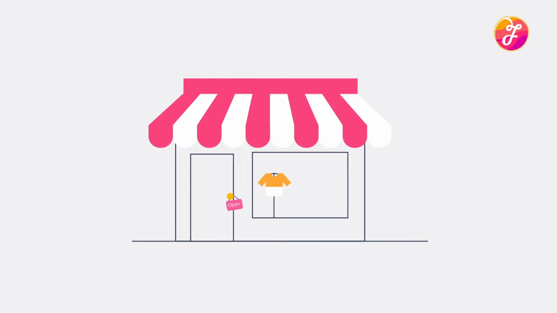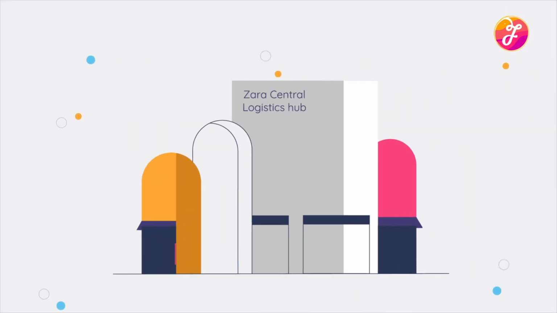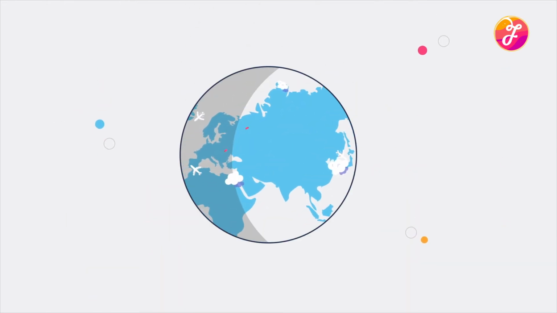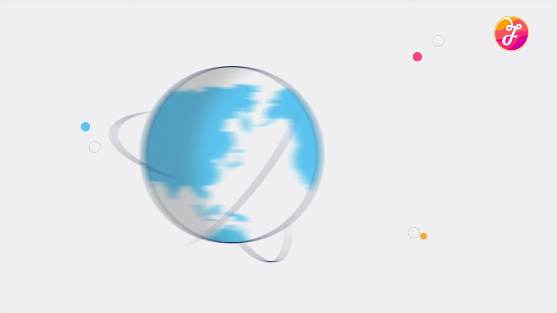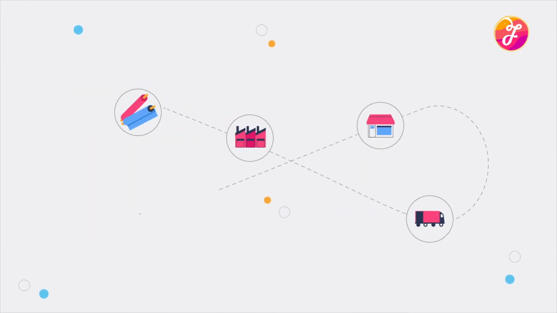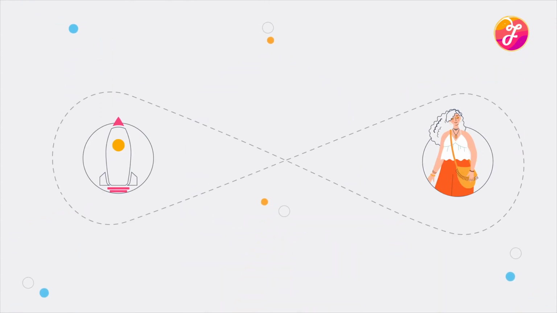This brings us to the last part of the supply chain, the stores. The finished clothes go from the factories to the Cube, which sends them to Zara's central logistics hub. From here, the clothes are sent via trucks to Europe and via air freights to the rest of the world. As Zara does not use ships, it can deliver garments across the world in less than 3 days. Hence, Zara runs the entire supply chain that has 2 tenets: trends, speed. And the entire operations have been designed around these tenets.